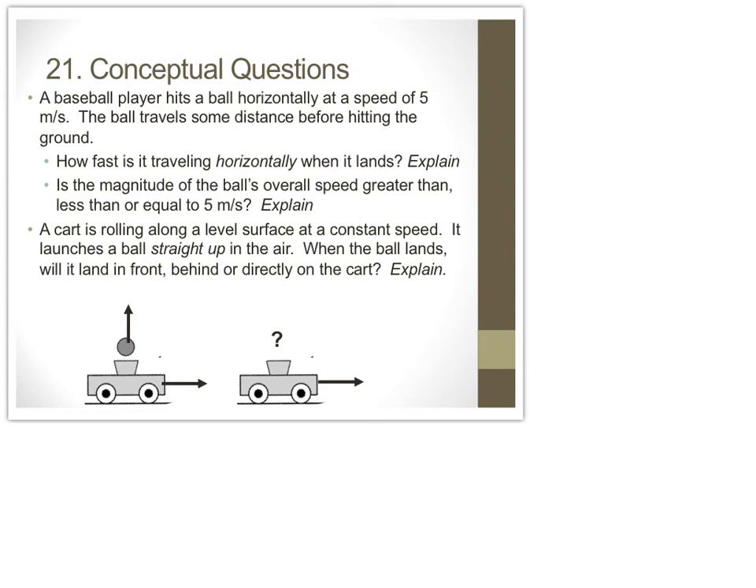So for this first question here, we have a baseball player who hits a ball horizontally at 5 meters per second. So initially the baseball is traveling horizontally at 5 meters per second. It's going to travel some distance and eventually hit the ground here. And we have two questions. How fast is the ball traveling horizontally when it lands? Well, we know that in the horizontal direction, we have constant velocity. So it's still traveling at a speed of 5 meters per second when it lands.